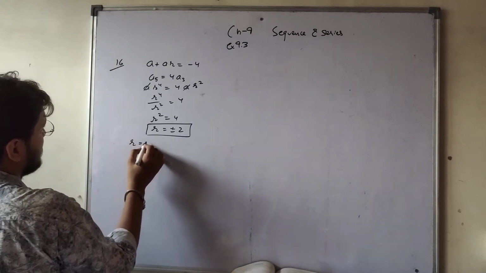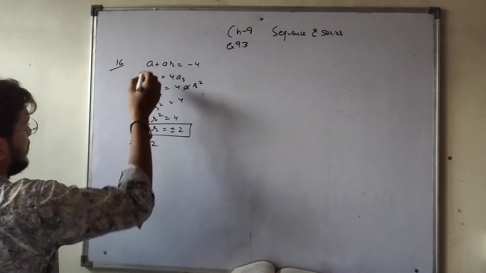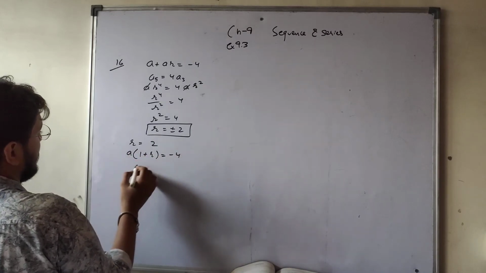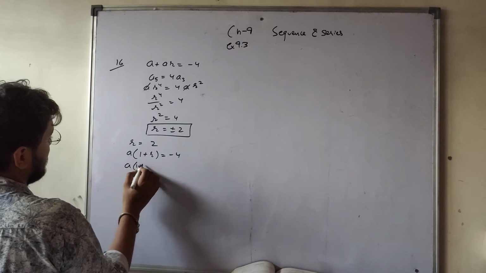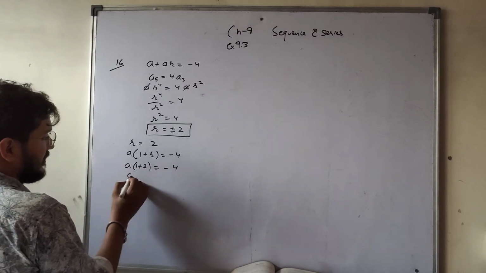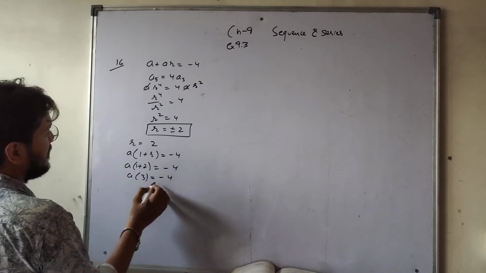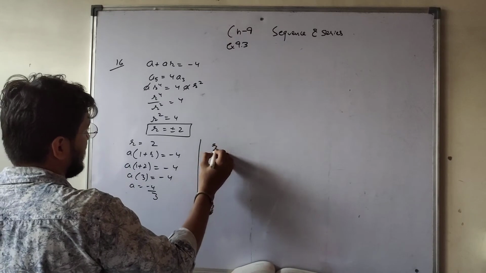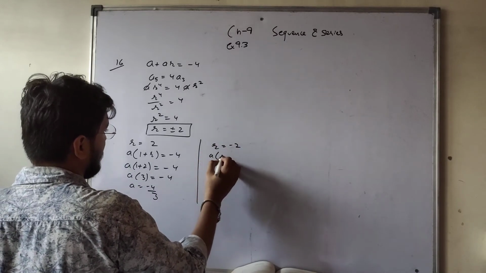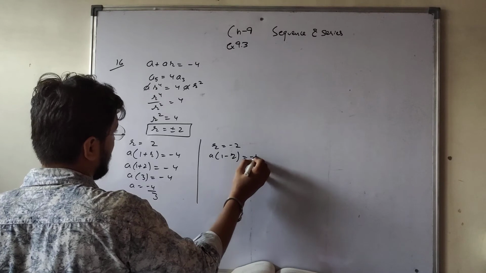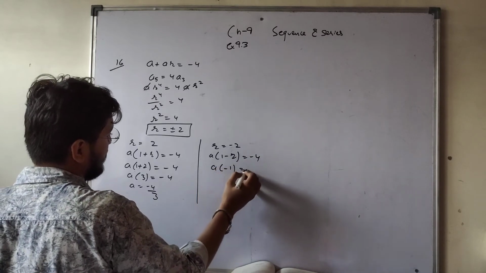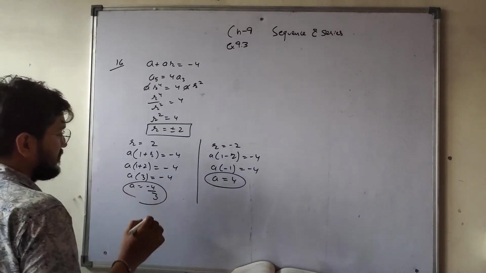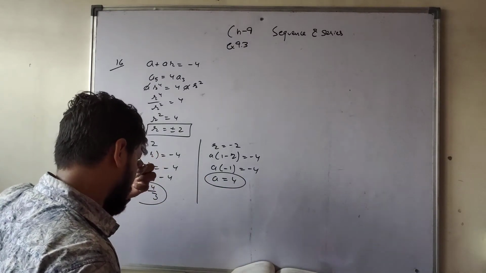So if r is 2, put the value here. a common, 1 plus r is equal to -4. So a times (1 plus 2) is equal to -4. a times 3 is equal to -4. So a is equal to -4/3. Similarly, if r is -2, a times (1 minus 2) is equal to -4. a times -1 is equal to -4. a is equal to 4, right? So these are two values, so we have to solve for two GPs.